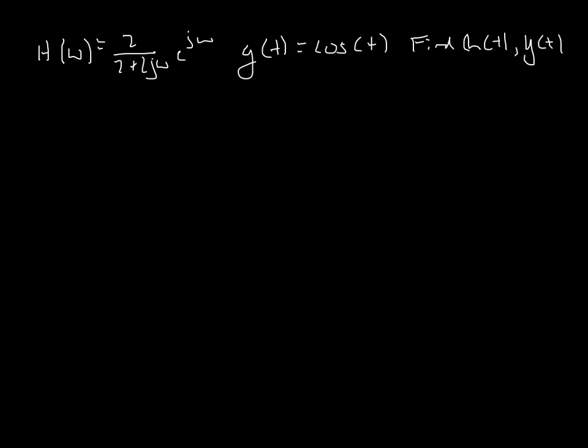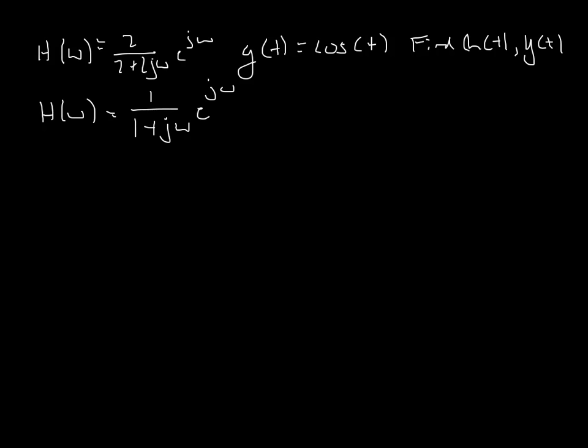So we're asked to find h of t and y of t. And we have H of omega to begin with, so we can get h of t from there by just going straight back out from our Fourier transform domain. But first we're going to write it out like this. H of omega equals 1 over 1 plus j omega, e to the j omega, which is just pulling out that 2 over 2 that's already in our H of omega function.